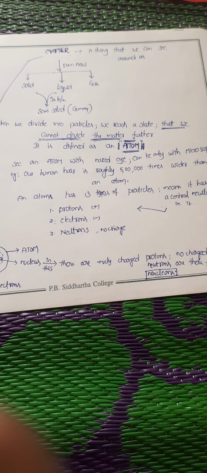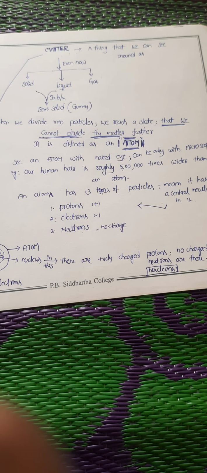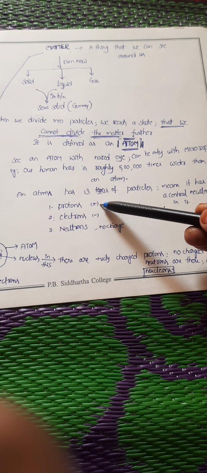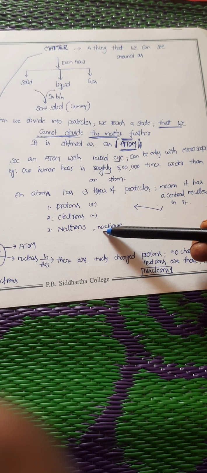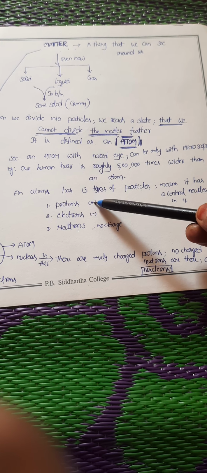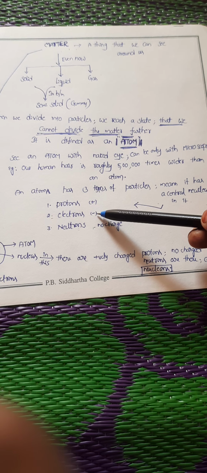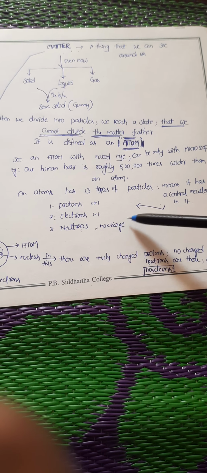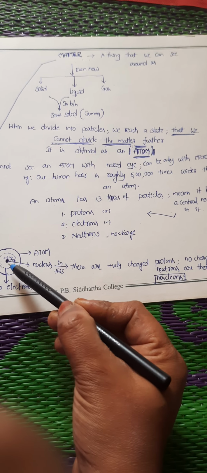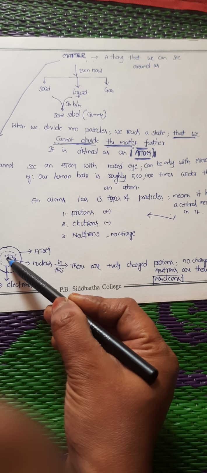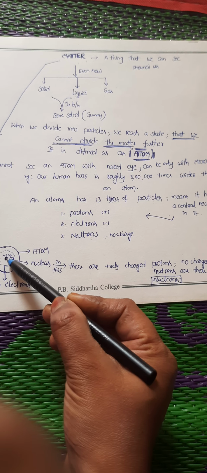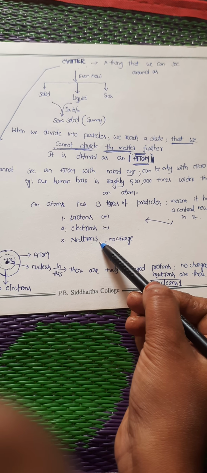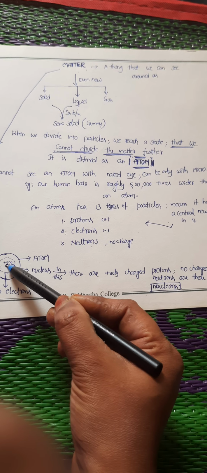Let's see what the atom is composed of. Yes, the atom has three fundamental particles named protons, electrons, and neutrons. Right, protons have a positive charge, electrons are negatively charged, and neutrons have no charge. The central portion of the atom is called the nucleus. In this nucleus, there are positively charged protons and uncharged neutrons.